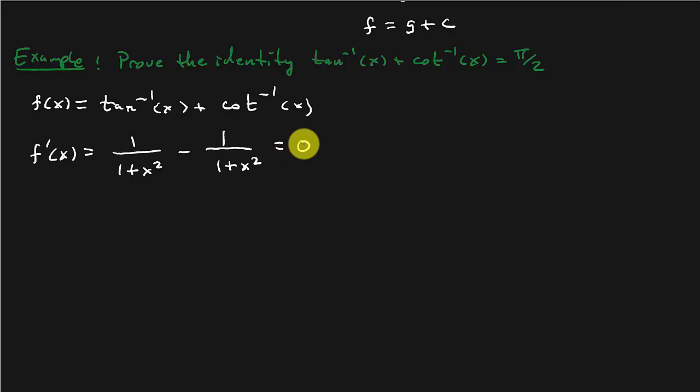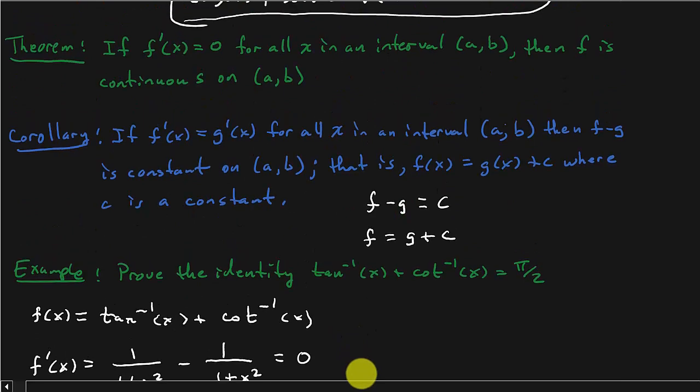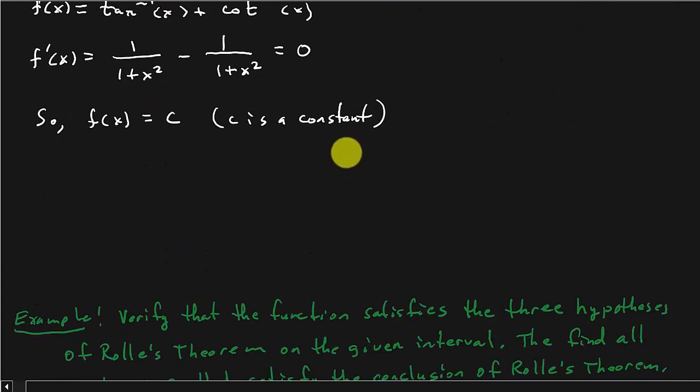So what does this tell us? That means f of x is equal to some number c. Remember, c is a constant. How do we know that? Well, if f prime of x equals 0 for all x in an interval ab, then f is a constant on ab. So f is a constant.